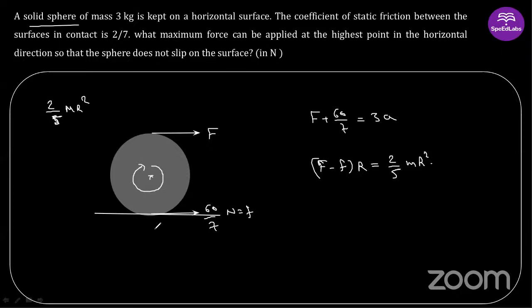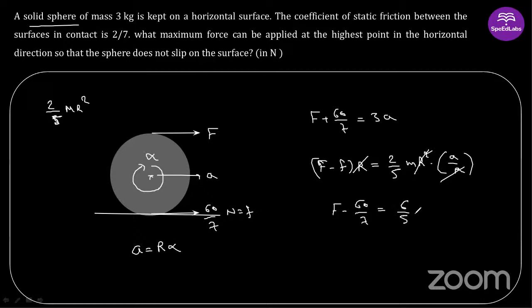If it is pure rolling, then can I write A is equal to R alpha? If A is the acceleration and it is moving with angular acceleration alpha, this equation will be true. So alpha is nothing but A by R. Now just simplify. This R cancels, and we get F minus 60 by 7, that is friction, is equal to 2 by 5 into 3 into A. So that is 6 by 5 A.